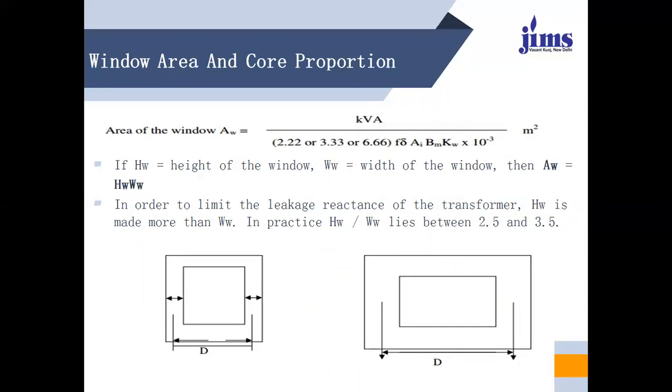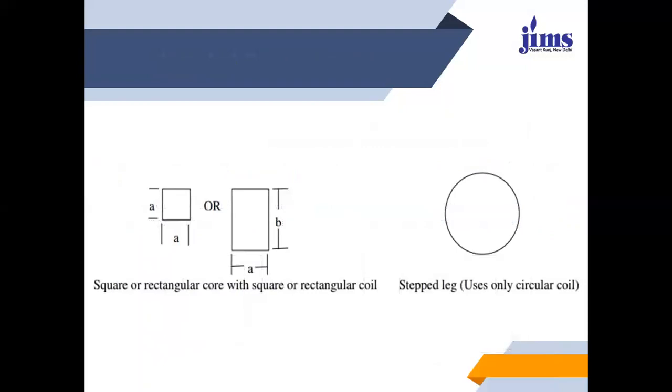So this will be the status of the core whenever we have to make the window of the transformers. This may be a square or rectangular core with a square or rectangular coil. The stepped core is used only for the circular coil type. And this is the arrangement we are discussing for the transformer. That's what we will do in this case.